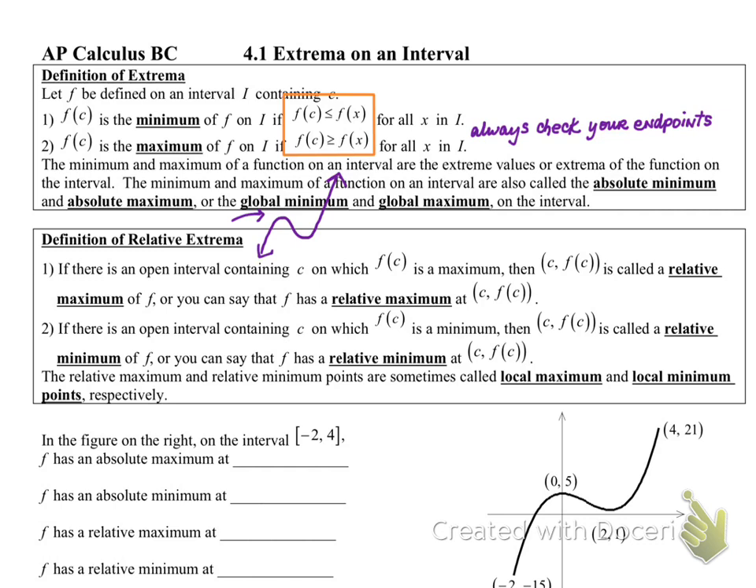The relative maximum and relative minimum points are sometimes called local maximum and local minimum points.